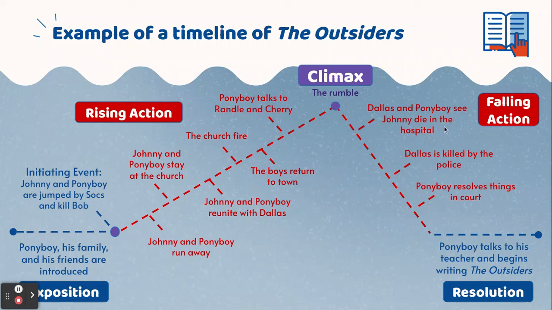Dallas and Ponyboy see Johnny die in the hospital, and then Dallas is killed by the police. Ponyboy finishes off by resolving things in court. And then Ponyboy talks to his teacher and begins writing The Outsiders, and that is what concludes the novel.